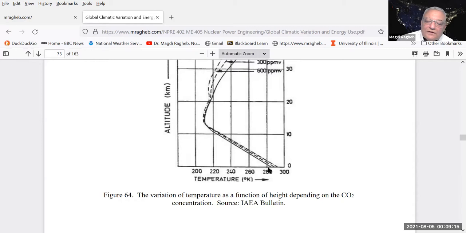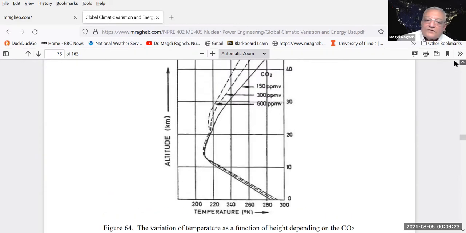And you notice that as we go up in altitude to about 12 kilometers, that is the area of the stratosphere, the temperature reaches a minimum, and then starts increasing back again into the stratosphere. And this depends on the amounts of CO2 in the atmosphere in parts per million, and the V here indicates it's parts per million per volume.